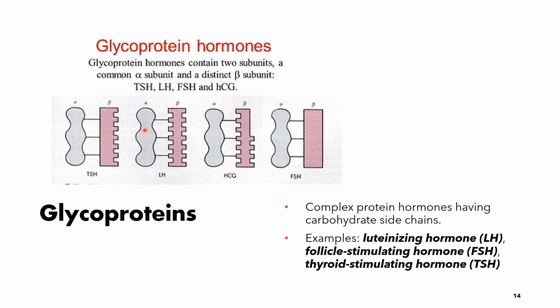So this figure here represents the chemical structure of the thyroid stimulating hormone or the TSH, luteinizing hormone, human chorionic gonadotropin, and the FSH, follicle stimulating hormone. As you can see here, this represents the alpha subunit. In terms of its structure, it is uniform in all the glycoprotein hormones, and they only differ in terms of the structure of their beta subunit.